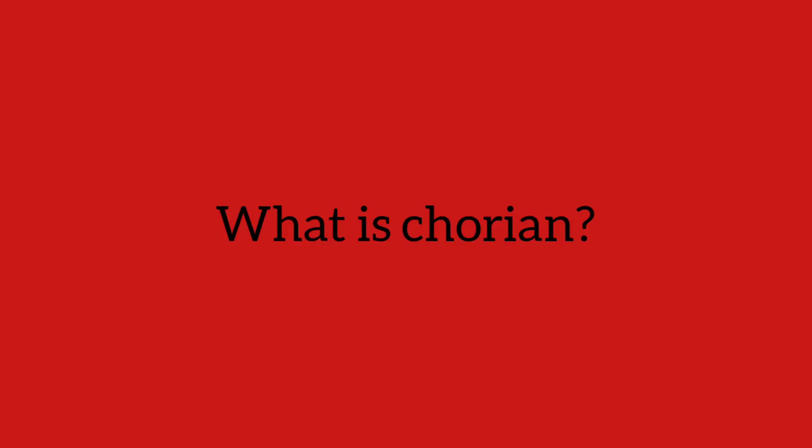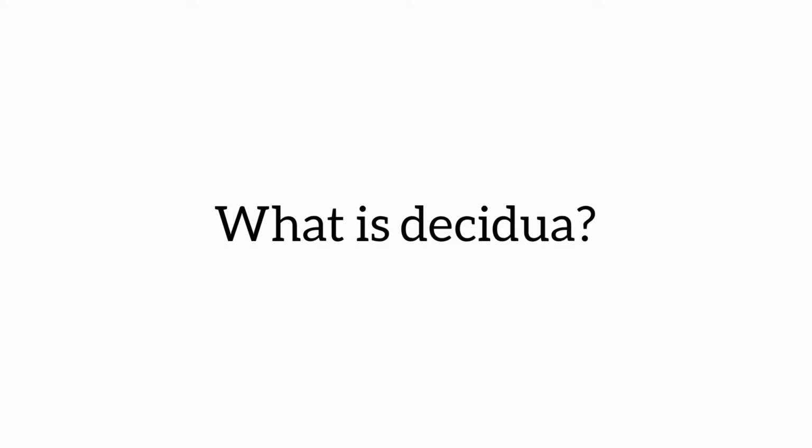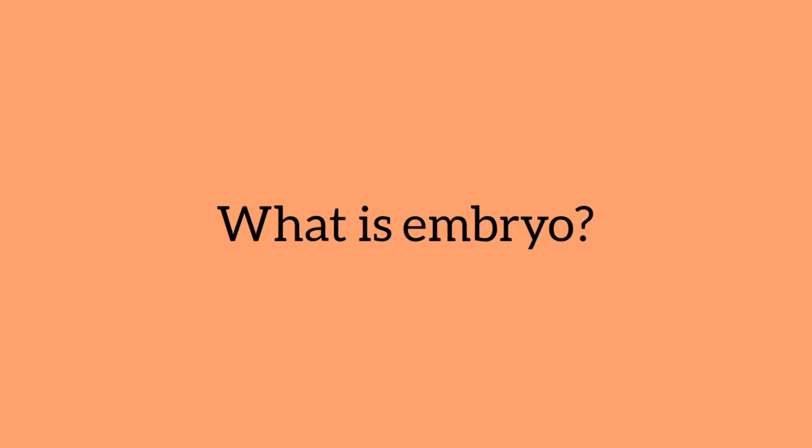What is chorion? It is the major branching umbilical vessels that travel on the surface of the placenta. Next, what is decidua? It is the uterine endometrium during pregnancy. Next, what is embryo? It refers to the growth from the second to the 8th week of its life.